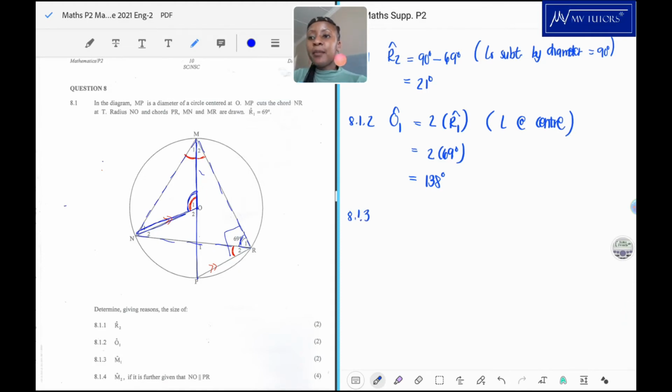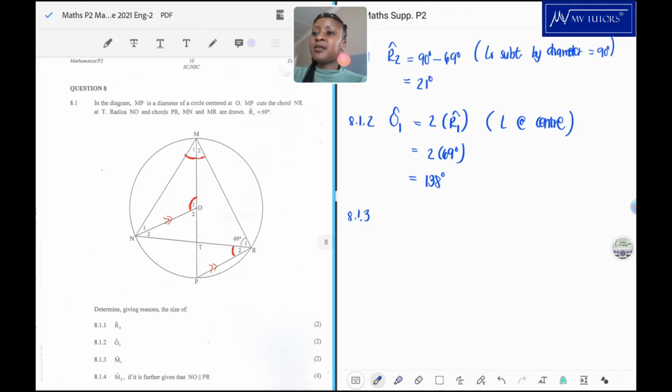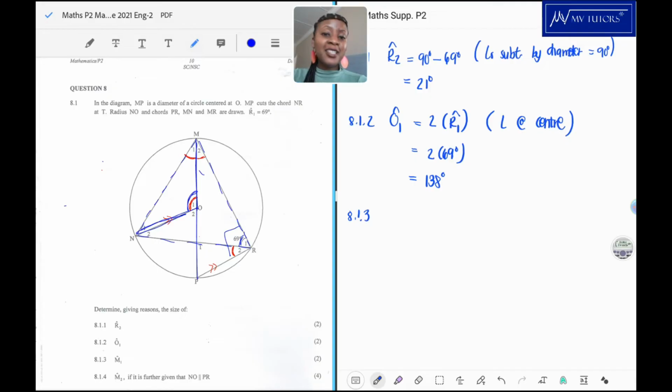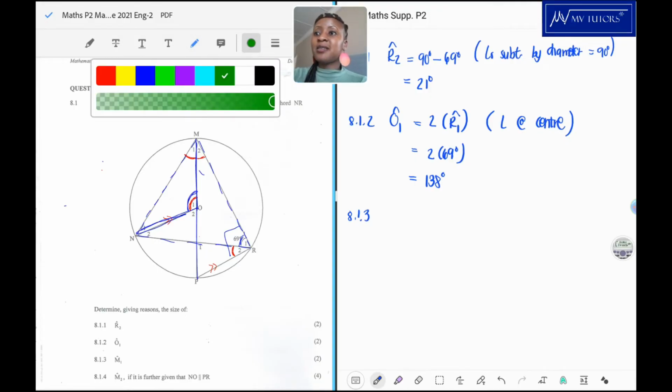Okay, and then 8.1.3. Now we're looking for M1. Okay, I'm going to choose a different color. That's the thing about Euclidean geometry. You need highlighters there because you can get lost in what you're doing. So M1.